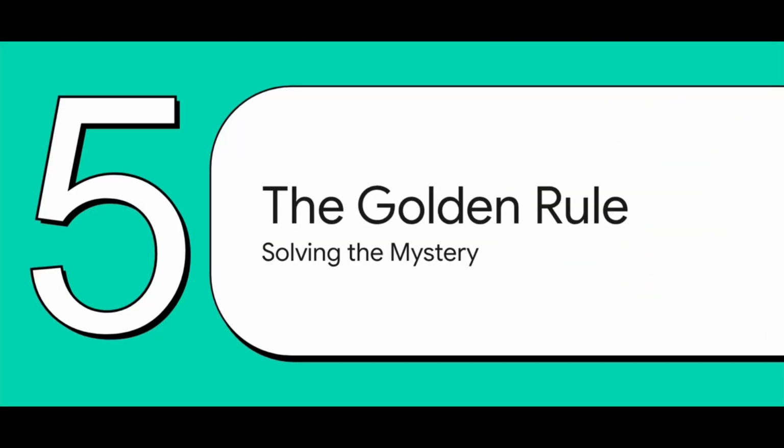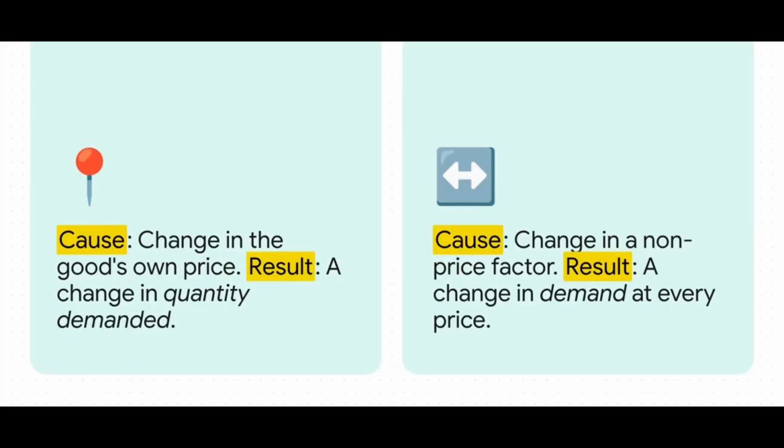Okay, it's time to bring it all together. Let's solve that puzzle from the beginning. This is that aha moment where it all clicks. Here it is, the side-by-side breakdown. On the left, you've got your movement. The cause, a change in price. The result, a change in the quantity demanded. On the right, you've got a shift. The cause, one of those shifter things, a non-price factor. The result, a fundamental change in demand itself at every single price.